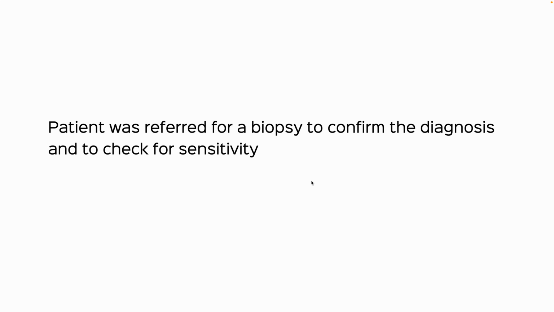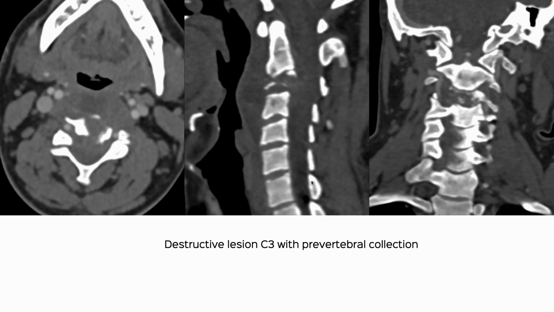But because we can biopsy these lesions now, the patient was referred for a biopsy to both confirm the diagnosis and, if it turns out to be TB, to check for sensitivity before starting treatment. When the patient came, I decided to do a contrast study just to reconfirm where the most necrotic part was. So the prevertebral soft tissue goes from C1 to C5, but the most necrotic is opposite C3.